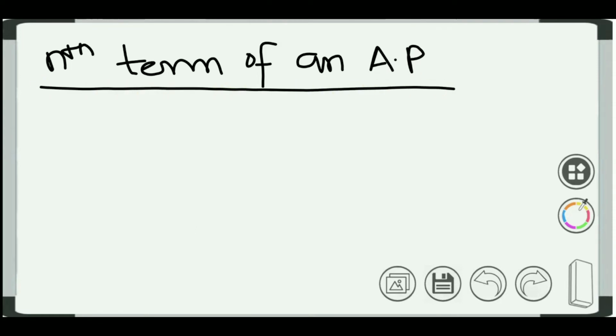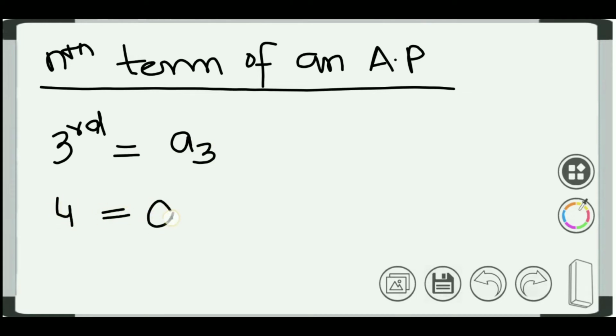So what do you mean by nth term of an AP? How will you write the third term? You'll write third term as A3, fourth A4. So what will you write for nth term? An. Okay. So now we'll see how to find the nth term of an AP.